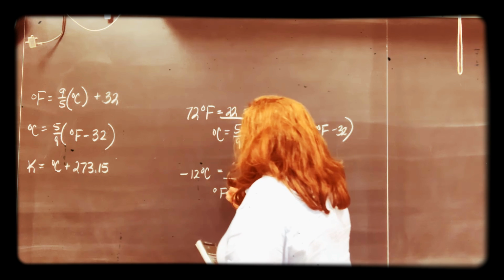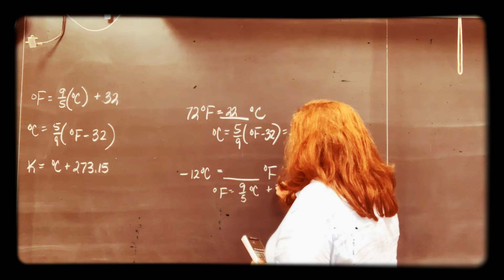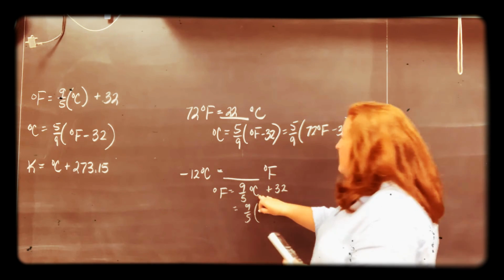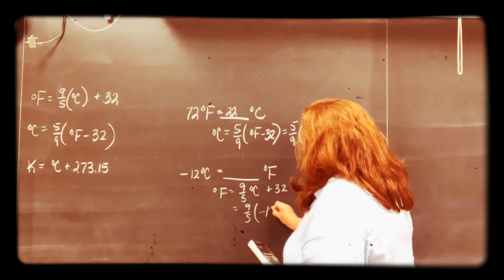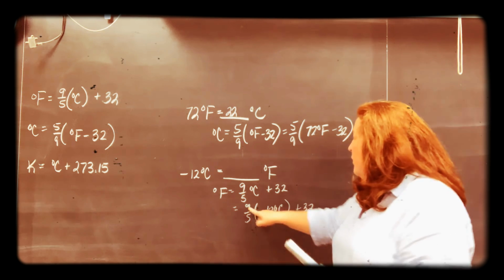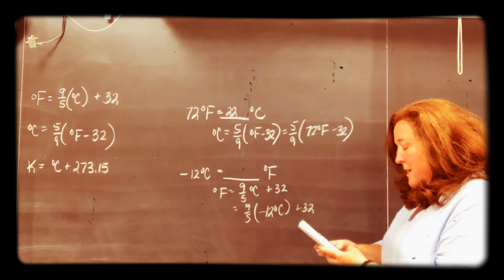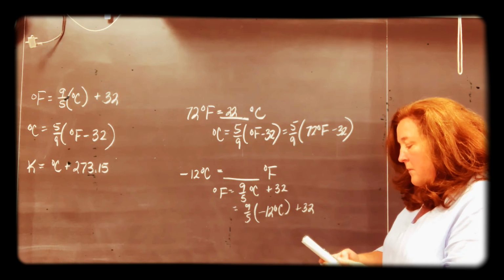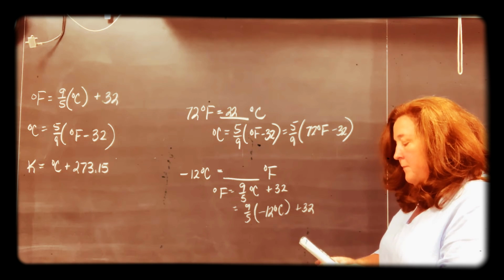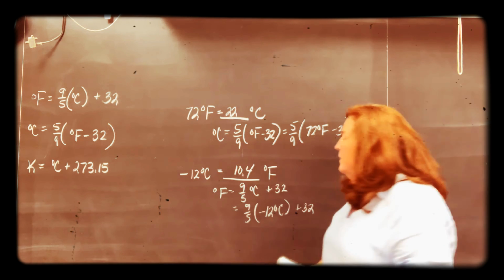So write the original equation down first, and then put the numbers in. So you're going to have 9/5 times the Celsius temperature that you've been given. Don't forget that that's a negative, so it's going to be negative 12 degrees Celsius plus 32. So you're going to do this part first, and then you're going to add it to the 32. So take 9 times a negative 12 and divide that by 5, and then add the 32. And you'll get 10.4. So this is going to be 10.4 degrees Fahrenheit.